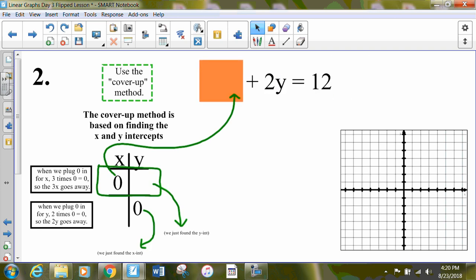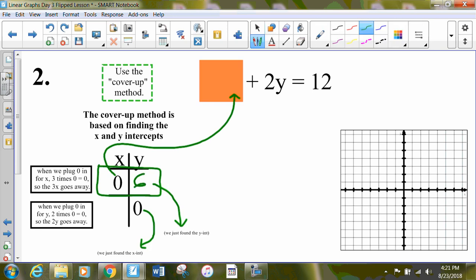Hence the name cover-up method, right? Because once something's equal to 0, it's gone. We're going to cover it up. And look what we have. We have 2y equals 12. Now you can do it in your head. You can say, 2 times what equals 12? Oh, 6, right? And you would be right.